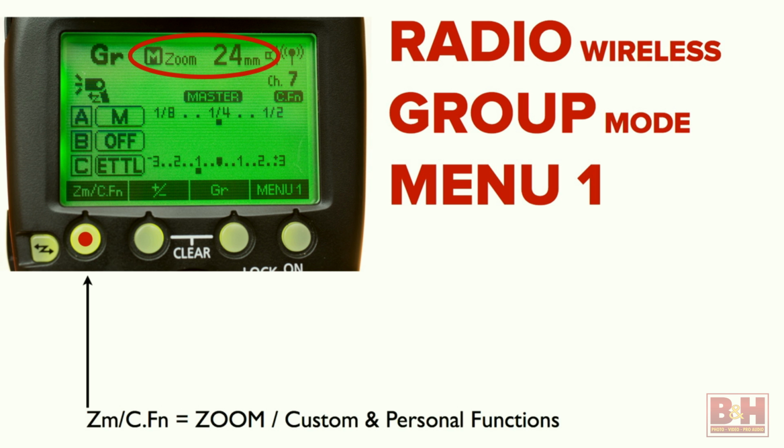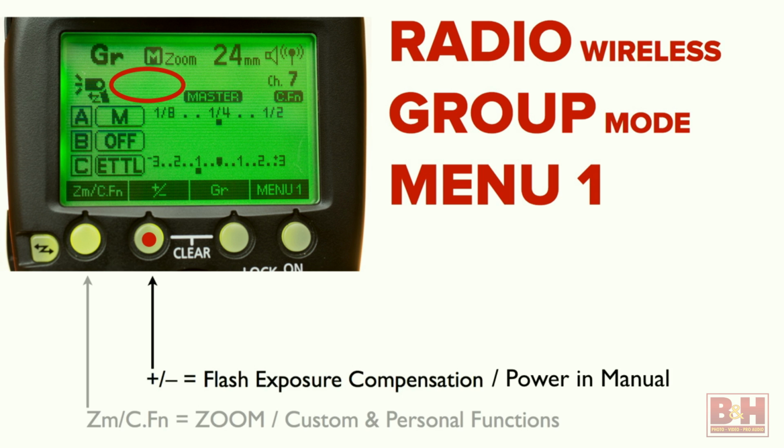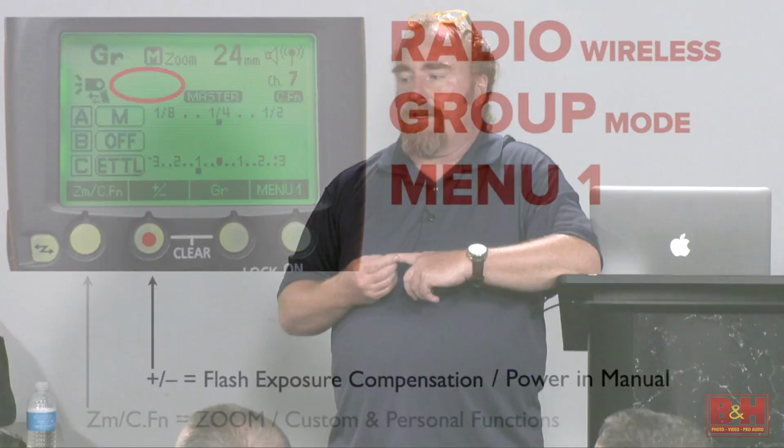So we've got this zoom, we know about that. Flash exposure compensation. Here's an interesting thing about FEC and group. This FEC button is global. So here's the way I like to think about it. We have individual group flash exposure compensation. Let's say I've got a light over here and a light over here, and I want this light to be dimmer. I can use flash exposure compensation to make that adjustment.